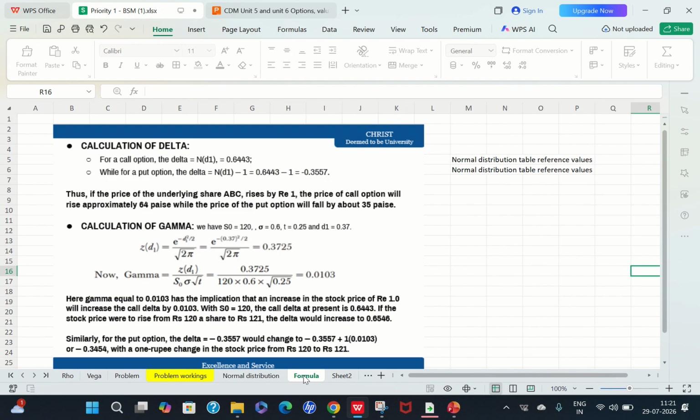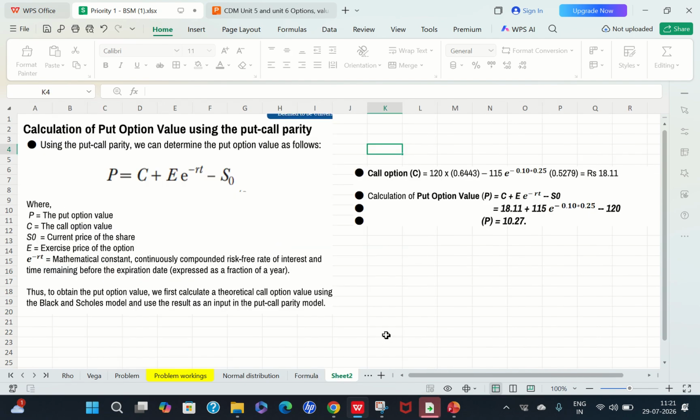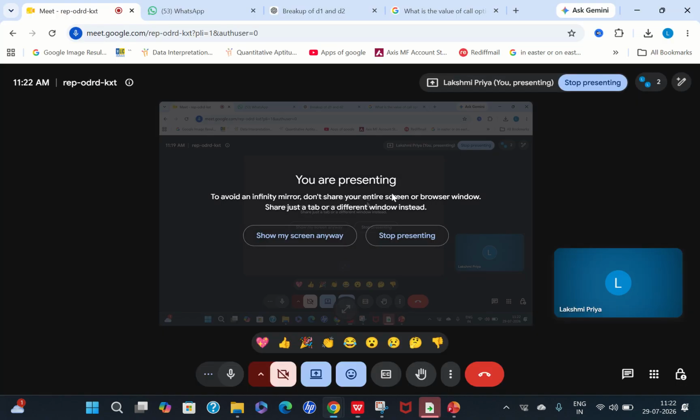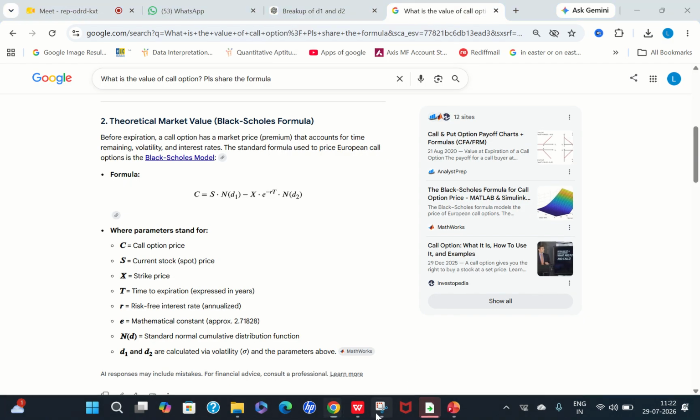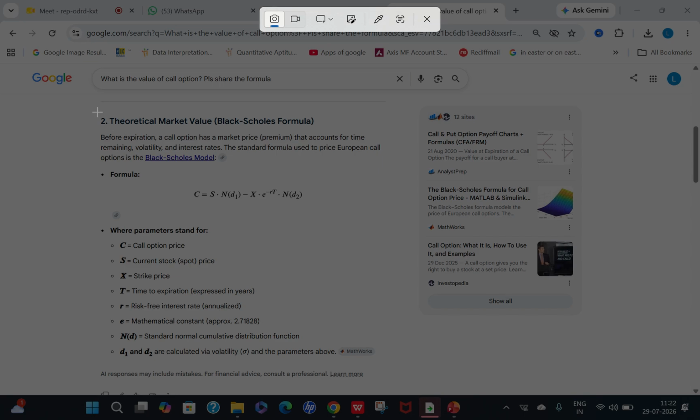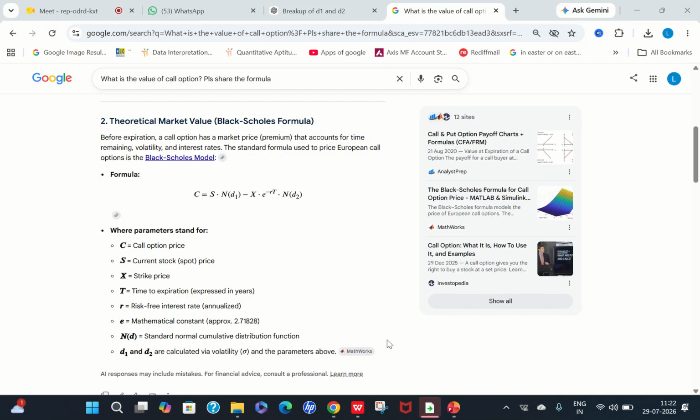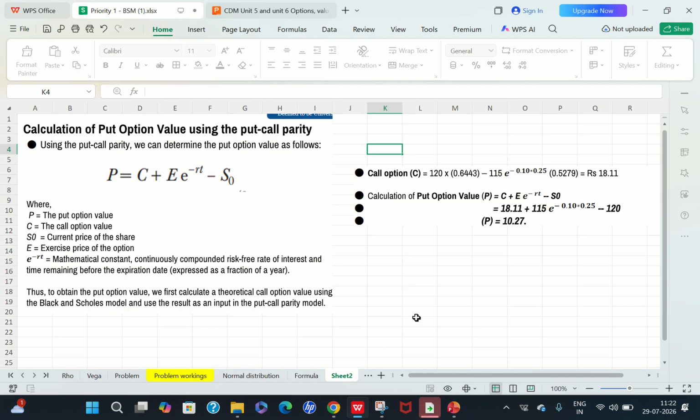Then coming to the put option value using the put-call parity theorem. We have two formulae. One formula talks about how you need to calculate your call option, another one how you need to calculate the put option. In terms of calculation of the call option, the formula goes like this. I could not exactly locate it in the PPT, so I picked it up from the site. So the formula goes here.